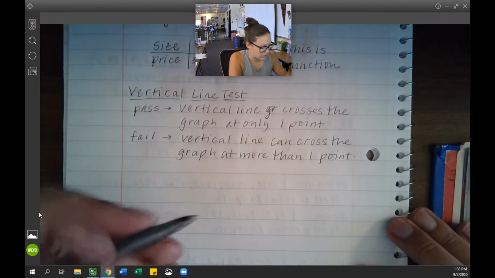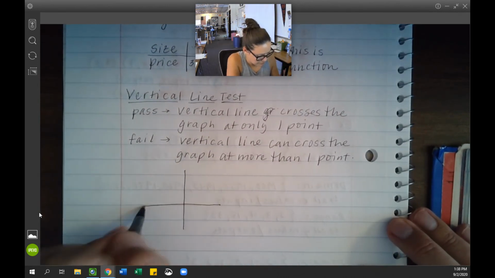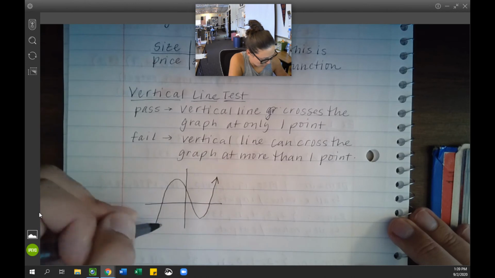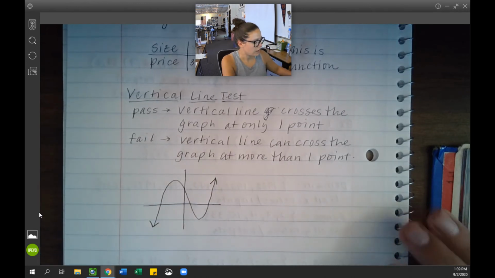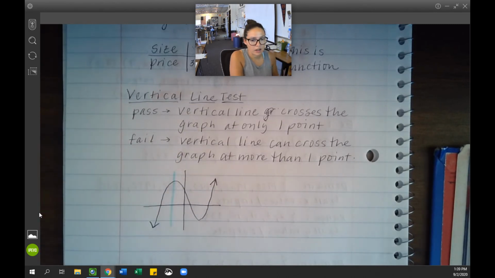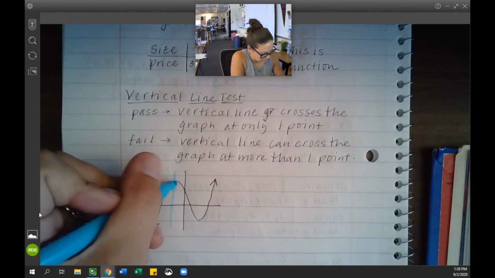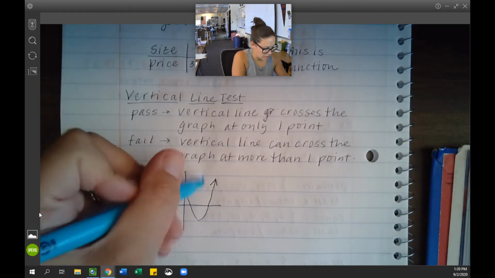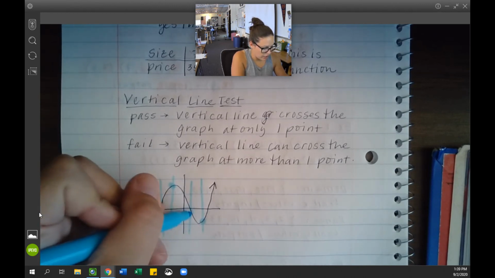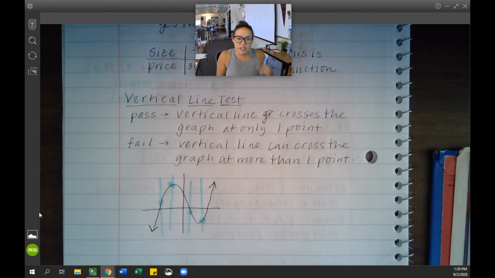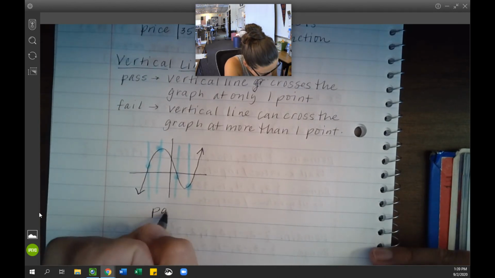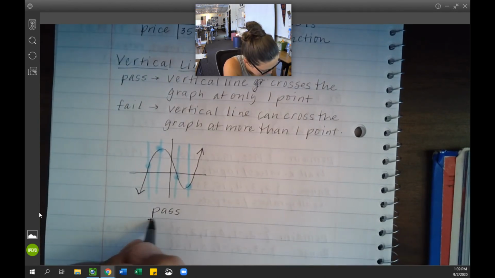So let's look at a couple of examples here. Let's say I have a graph that looks like this. It's a curvy line. I'm going to put arrows on both ends. If I go through and draw a vertical line, how many times does it hit that line? Once. Let's pick another spot. Once. Another spot. Once. No matter where I draw my vertical line, it's only going to cross the graph at 1 point. So this passes, which means that this is a function.